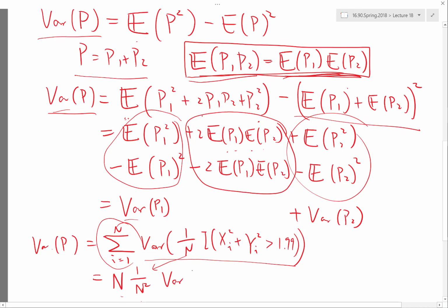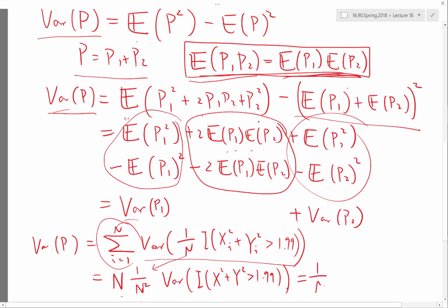And then I have a variance of indicator function. So what's the variance of an indicator function? Let's use the definition, right? For an indicator function, the random variable can either be 0 or 1. So the indicator function squared is itself, right? If the indicator function is 0, its square is also 0. If it's 1, it's also 1. So the square is just the function itself.